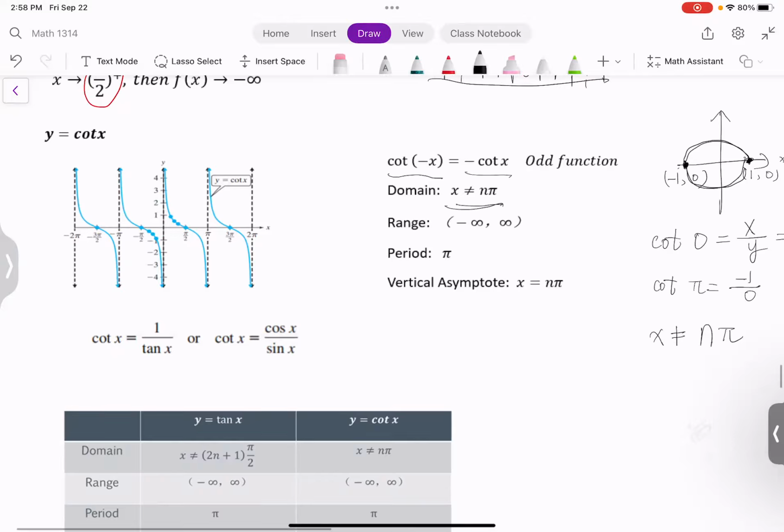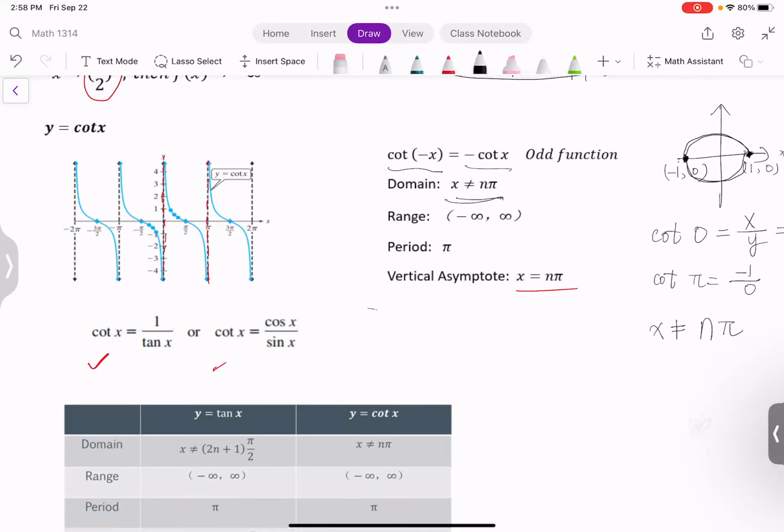So we have the vertical asymptotes here. Between two vertical asymptotes is one full cycle. That is period pi, and the vertical asymptotes are x equals n pi. Here is a review. Cotangent x is the reciprocal of tangent. Also, cotangent equals cosine over sine. And the key points of the cotangent: x and cotangent x.